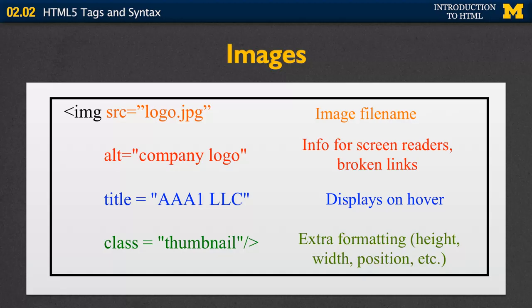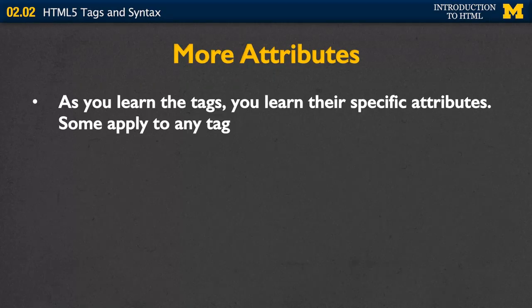Here's an example for you of one image tag with multiple attributes. I have the image tag followed by source, logo.jpg. I have the alternative text, which is info for the screen readers and broken links. I include a title attribute, which will often display when you hover over the image. And then I also have a class attribute, which might indicate extra formatting, such as the height, the width, the position, etc.